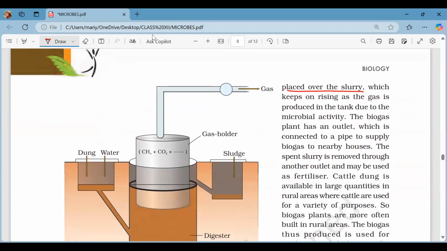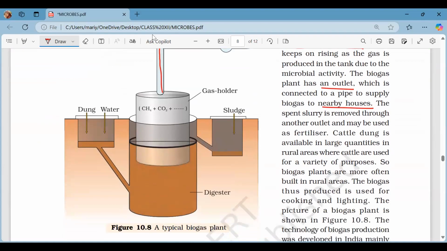Now the biogas plant has an outlet so that the gas can be supplied to the nearby houses, because it is inflammable. It can light a fire. So it can be used to cook and for household purposes. The spent slurry is removed through another outlet and it can be used like a fertilizer.